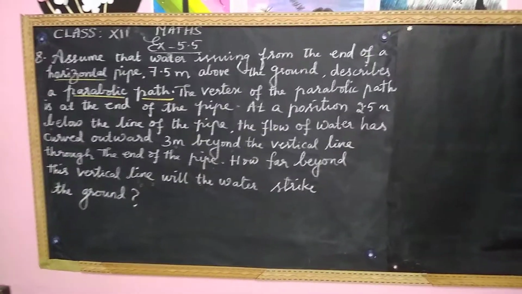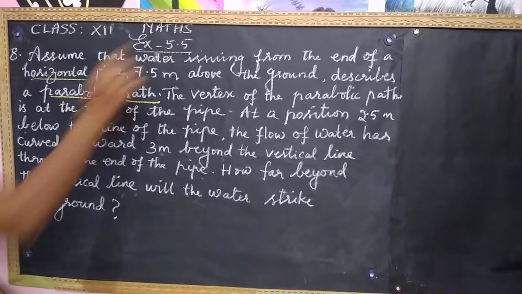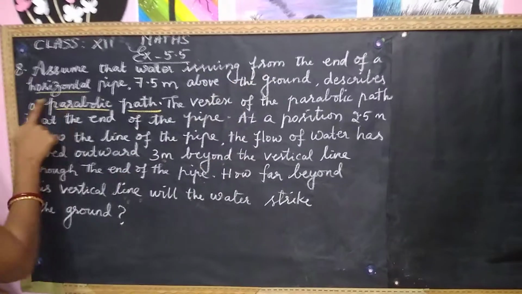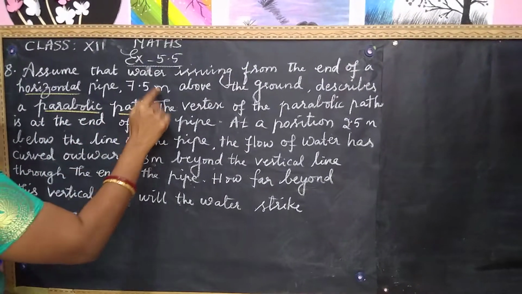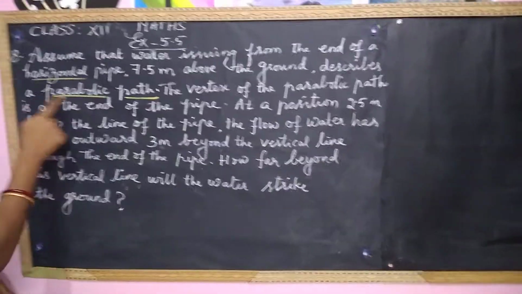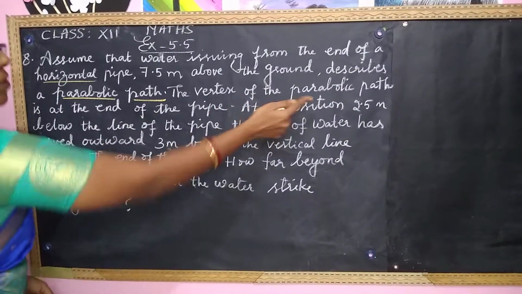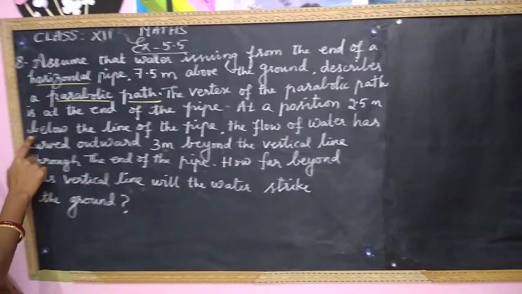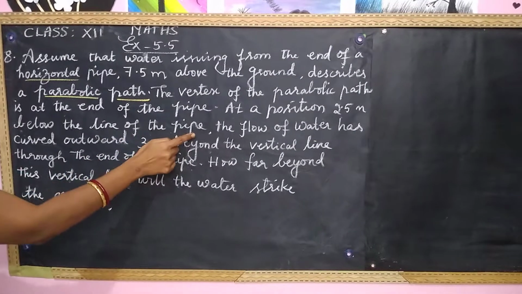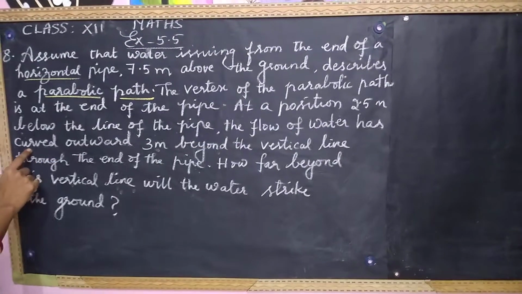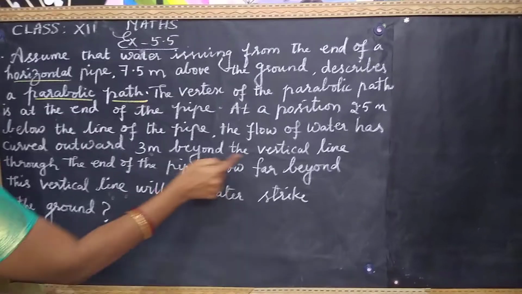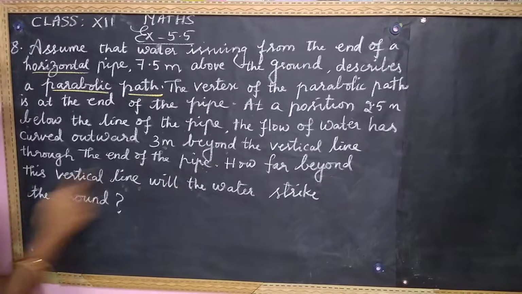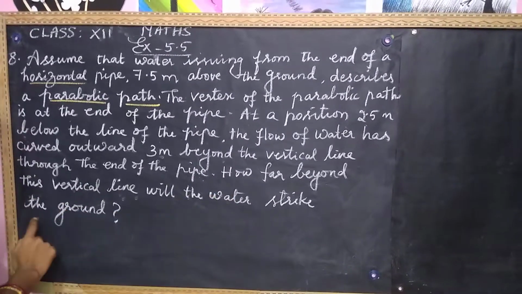In this session, we are going to see Maths Exercise 5.5, 8th sum. Assume that water issuing from the end of a horizontal pipe 7.5 meter above the ground describes a parabolic path. The vertex of the parabolic path is at the end of the pipe at a position 2.5 meter below the line of the pipe. The flow of water has curved outward 3 meter beyond the vertical line through the end of the pipe. How far beyond this vertical line will the water strike the ground?